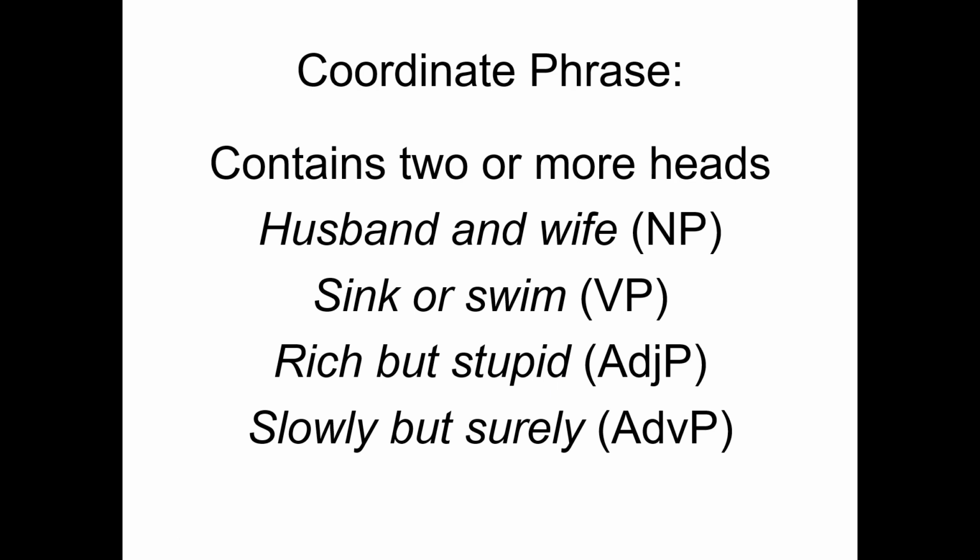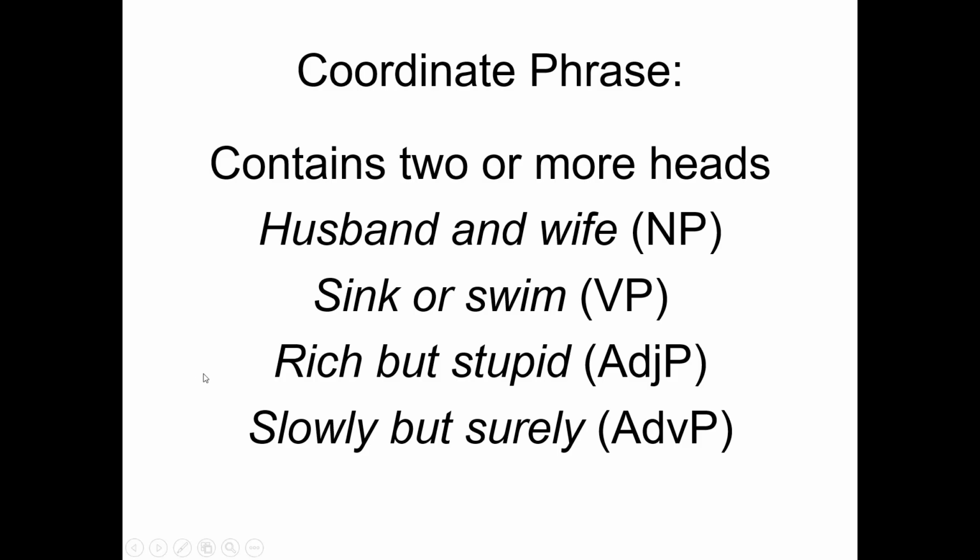And then you have something new. A coordinate phrase consists of two heads of the same status, husband and wife. Sink or swim. You take your child to the middle of the lake in a boat, then you throw him overboard and you say sink or swim. This is a drastic way to teach somebody and to be motivated to learn to swim. So these are independent. You can sink or you can swim.